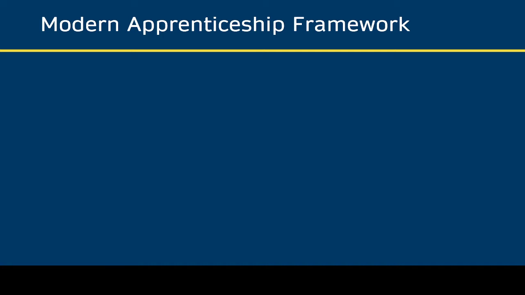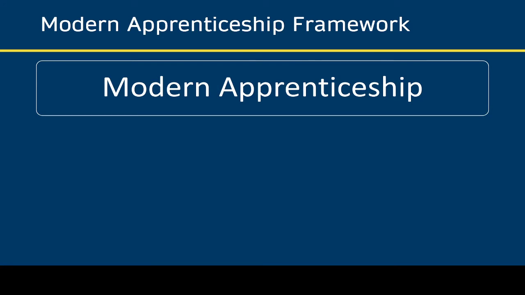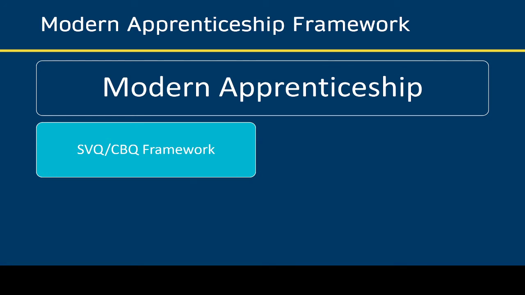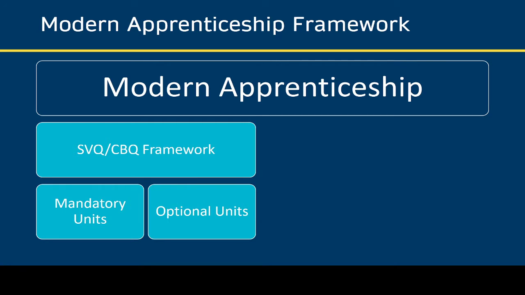So all SVQs contain a number of key components. No matter what the name of the qualification is, they've all got the same components. So you've got the modern apprenticeship, which contains three elements. The first element is your SVQ or your CBQ framework, and that is subdivided into mandatory units and optional units. For completing this component of the SVQ or the CBQ, you'll get a certificate from the awarding body. So these are organisations such as the SQA, City & Guilds, or EAL, to name a few.